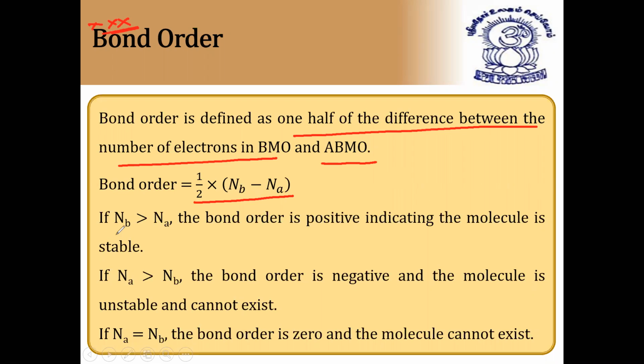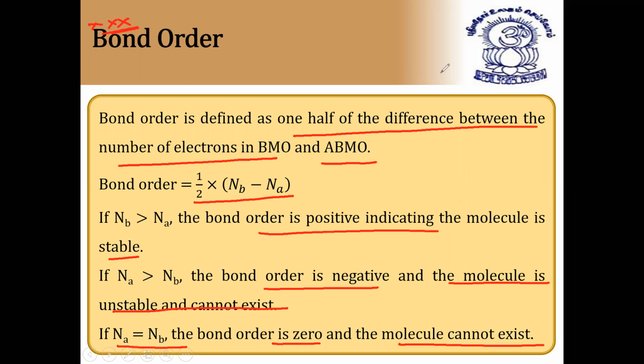If Nb is greater than Na, the bond order is positive, indicating the molecule is stable. If Na is greater than Nb, the bond order is negative, and the molecule is unstable and cannot exist, as I told you. And if Na is equal to Nb, the bond order is 0, and the molecule cannot exist. Usually the bond order is positive only, indicating the molecule is stable. So all these points are very important.